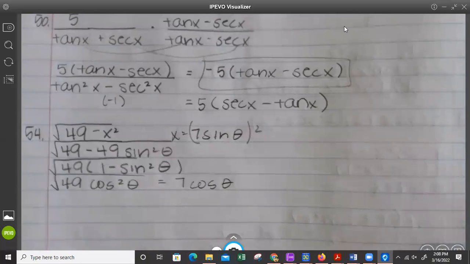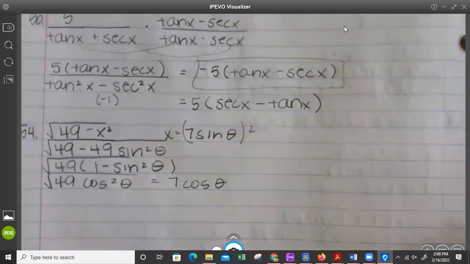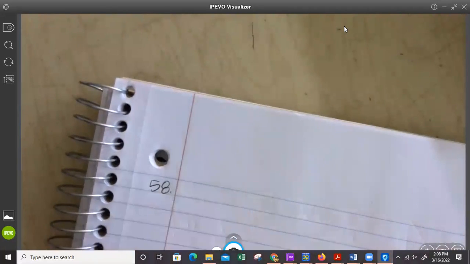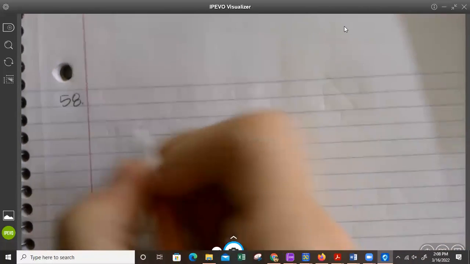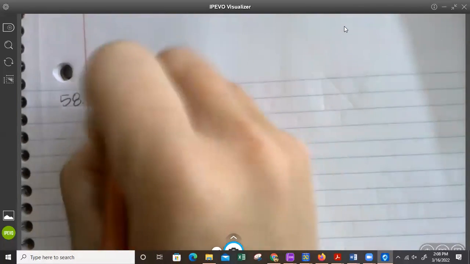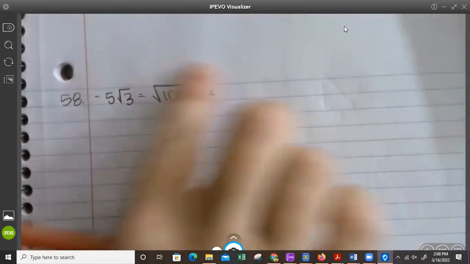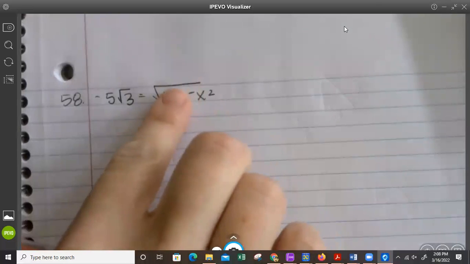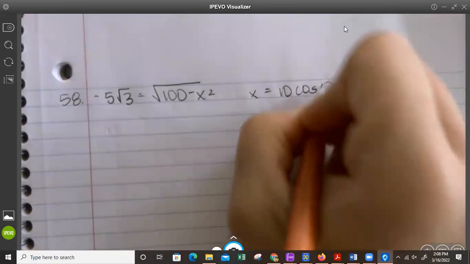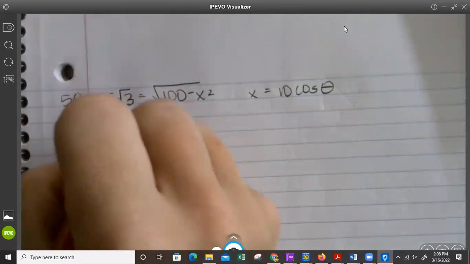$58 is pretty much the same way. I'm gonna get a different sheet of papers. Everybody got this one? All right, if you can't see it, I'll move it in just a second. This one gives you a full equation, -5 square root of 3 equals the square root of 100 minus x squared. So this right side is exactly what we just did. They give you that x equals 10 cosine theta. So I'm just gonna work on that side for a minute. So just keep rewriting this one.